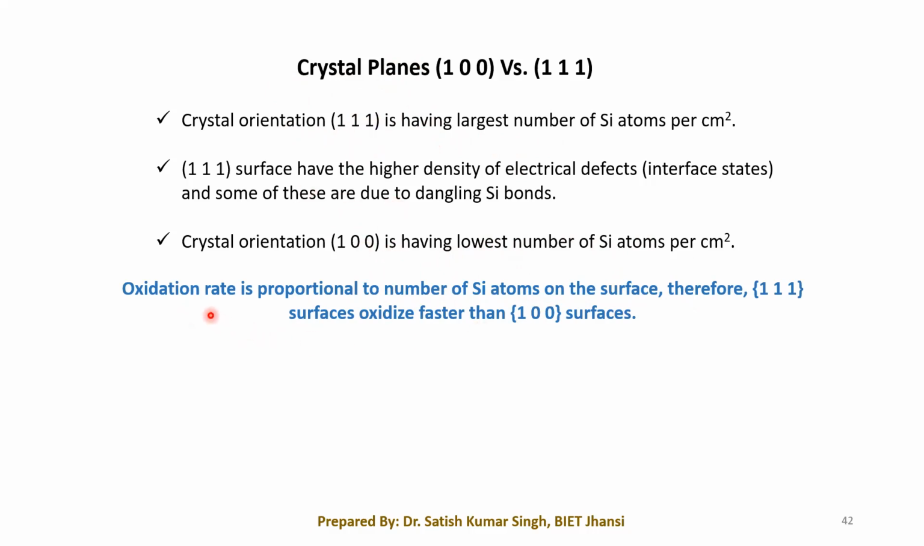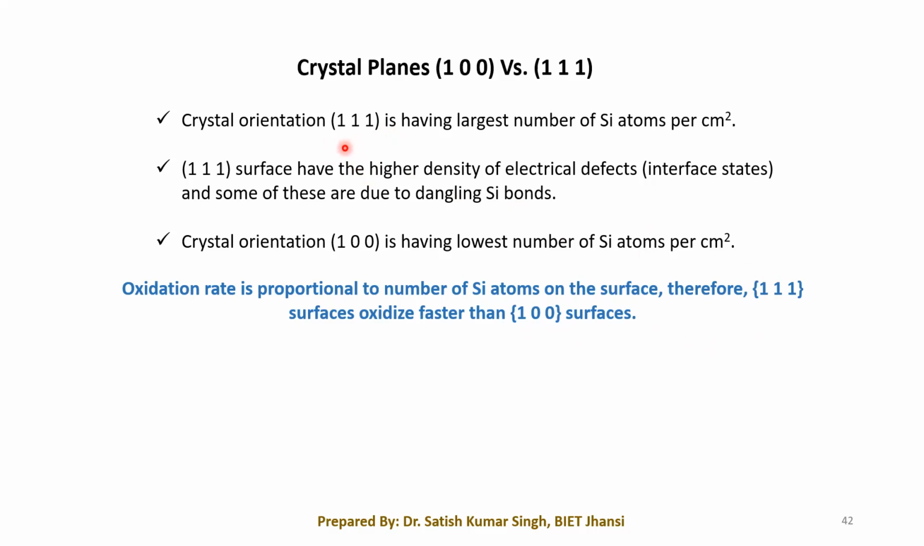So that's why I have written here that the oxidation rate is proportional to the number of silicon atoms on the surface, and therefore 111 surfaces oxidize faster than 100 surfaces. Please note that I have written braces rather than parentheses. It means all those planes which are equivalent to the 111 plane. I already explained the cubic symmetry, and I told you there are a large number of planes that can have the same Miller indices notation.